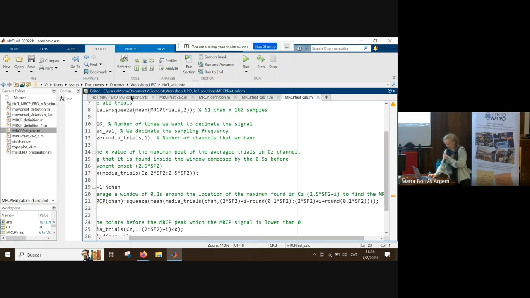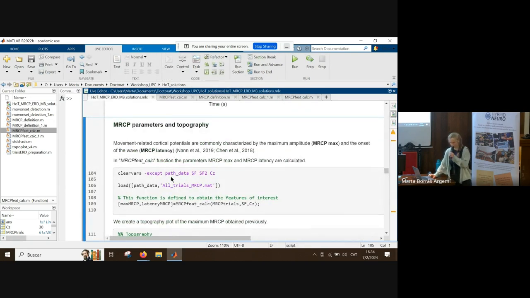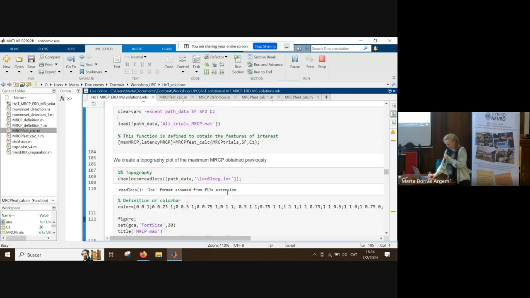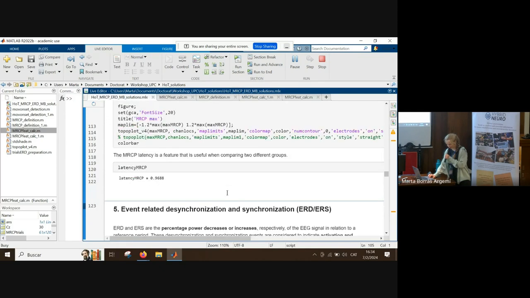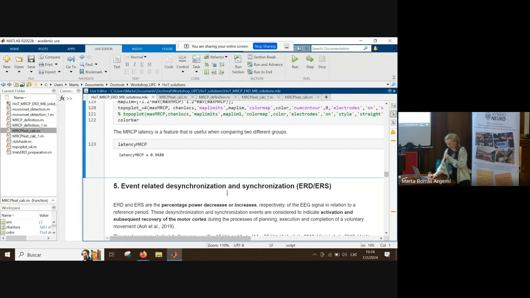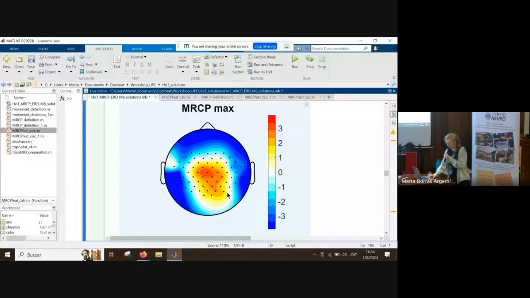Okay, so if you run the section now, it should work. And the result that you will be looking at is the topography of this maximum, okay? If you run the section, you will see this head in which we can see how the motor-related cortical potential is mainly located in the CZ electrode, okay? And yeah, this is the result for all the trials.